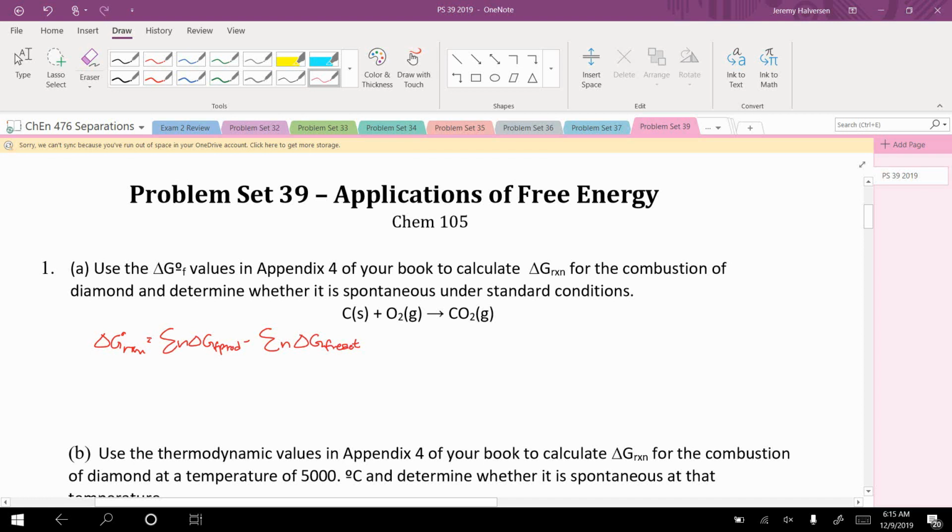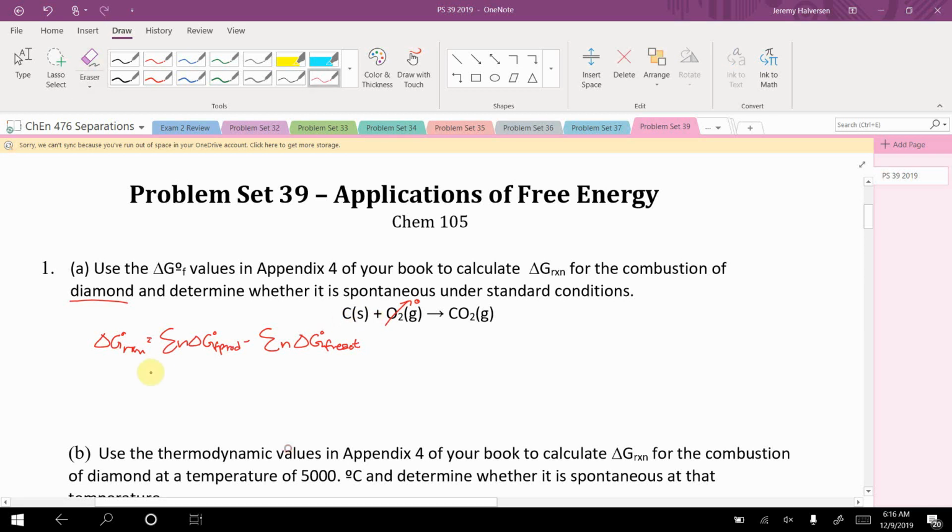Remember that for a pure element under standard conditions, the delta G naught of formation is going to be 0. So which of these are pure elements in standard conditions? Just the oxygen. That's 0. Now, some might ask the question, well, carbon's a pure element, and it normally appears as solid carbon. That's true, but the problem says this is diamond. Under standard conditions, is carbon found as diamond? No, it's found as graphite. And so because of that, this carbon is going to have a delta G of formation.